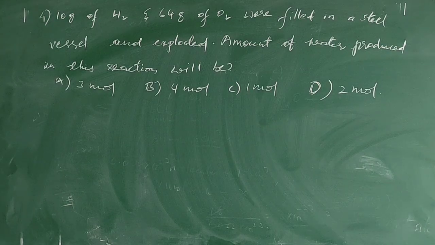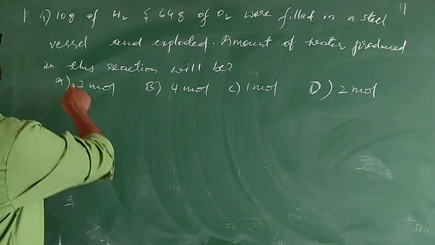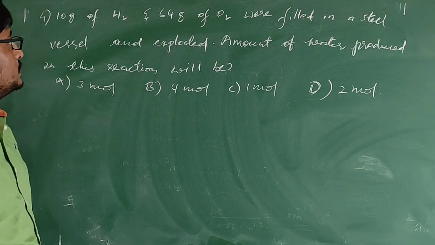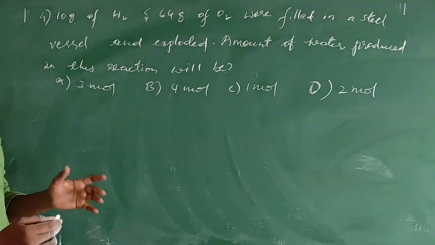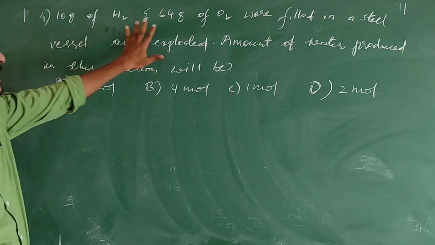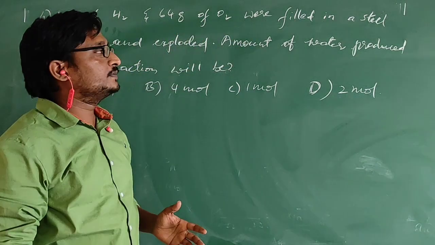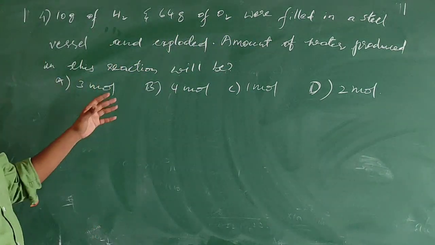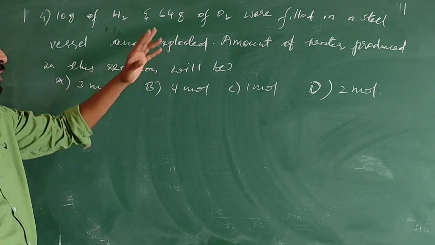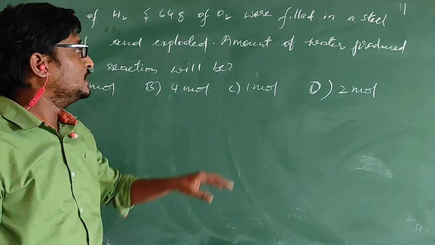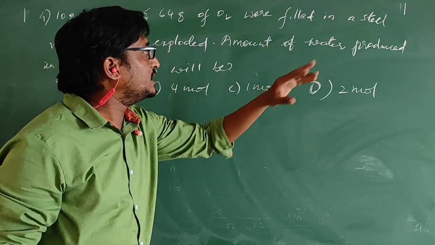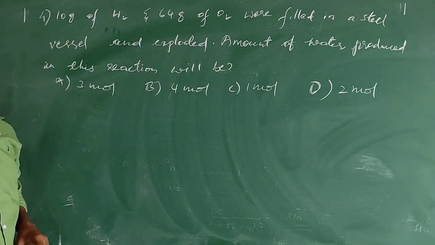Now let us see the next question. 10 grams of H2 and 64 grams of O2 were filled in a steel vessel. In a steel vessel, 10 grams of H2 and 64 grams of O2 were taken, and the reaction is made and exploded. Nothing but when they react together, water will be produced. So he is asking us what will be the amount of water produced in this reaction.